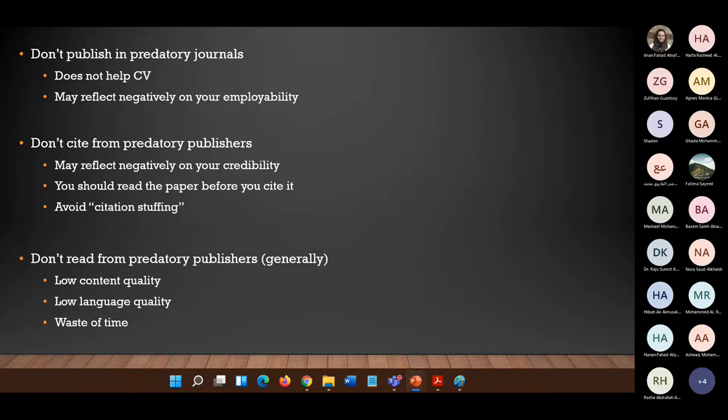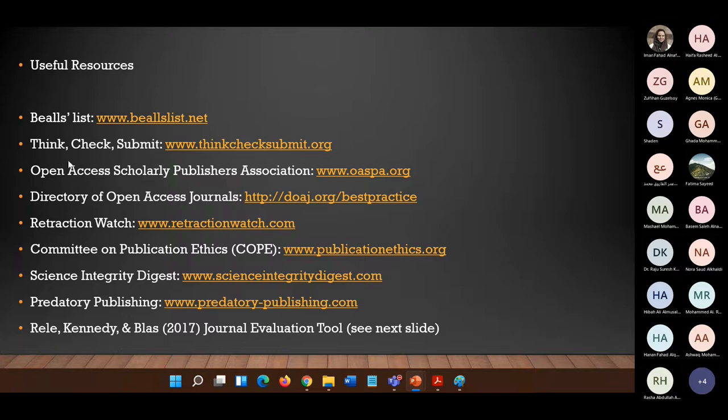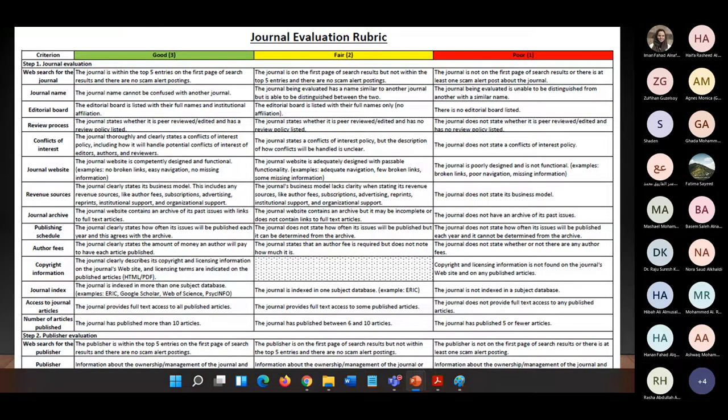So this is a list of resources. As I said, the slides will be available on ResearchGate if you would like to follow up on these references. These are helpful to identify and avoid predatory publishers. The last item here is a journal evaluation tool. If you want to evaluate a journal, it gives you a quick guide based on the journal name, the editorial board, the conflicts of interest, etc., so that you can make a decision for yourself whether this is a genuine journal or maybe questionable. It gives you a score at the end that evaluates this journal.